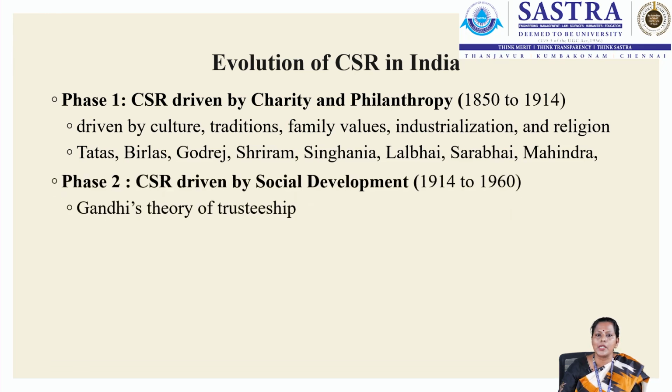Next phase was driven by social development. This phase is from 1914 to 1960. It is based on Gandhi's theory of trusteeship. Here, the business houses were helping to contribute to the removal of many kinds of social problems based on the principles of Gandhiji.